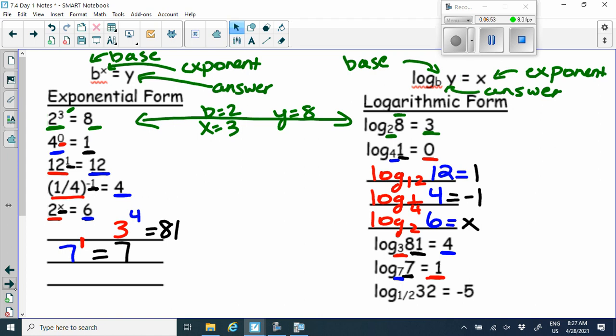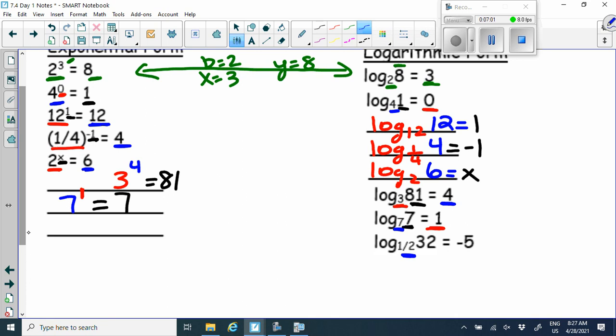We have log base 1/2 of 32 equals -5. So our base here is 1/2. That's the base on the log, so that's going to be the base on our exponential. Then our exponent is -5, and that's equal to our answer, which is 32. And of course, if you plug 1/2 to the -5th into your calculator, it would give us 32.